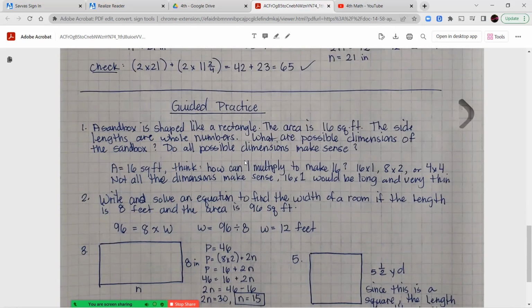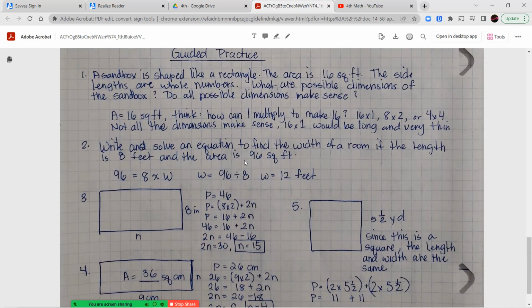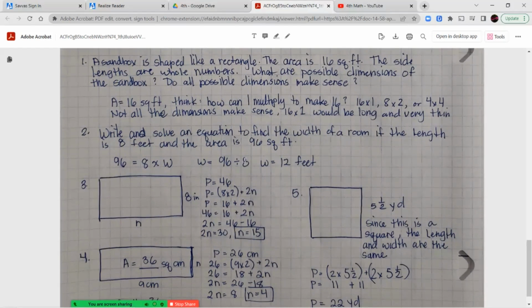Now to take a look at our guided practice. Our first question says a sandbox is shaped like a rectangle. The area is 16 square feet. The side lengths are whole numbers. What are possible dimensions of the sandbox? Do all possible dimensions make sense?